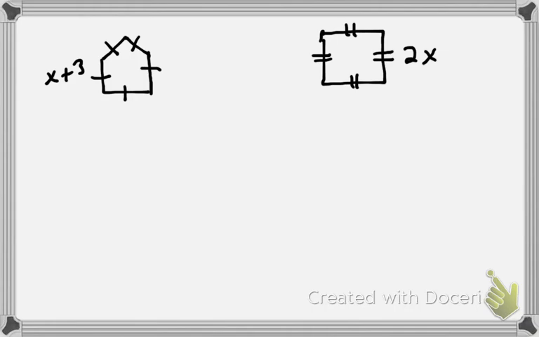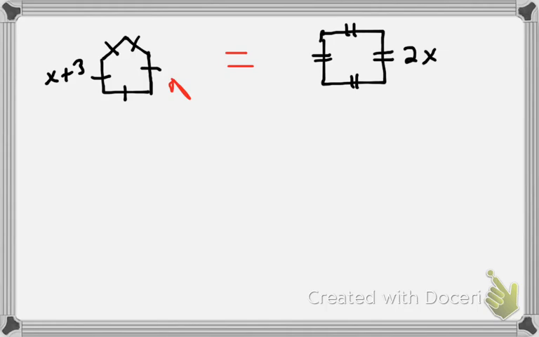So we already have been told that the perimeters of these two are equal. And the perimeter is the distance around a shape. In class, we talked about these little hash marks. You see how that's a 1? All the sides have one hash mark. That means if one side is x plus 3, they're all x plus 3. The same thing with the square here. They've all got two hash marks, so they're all the same length. So if one's 2x, they're all 2x.